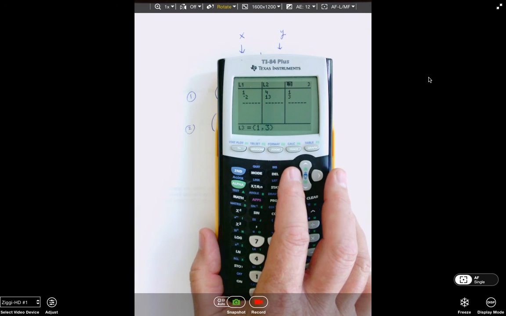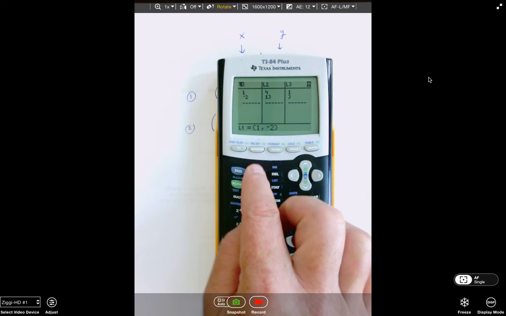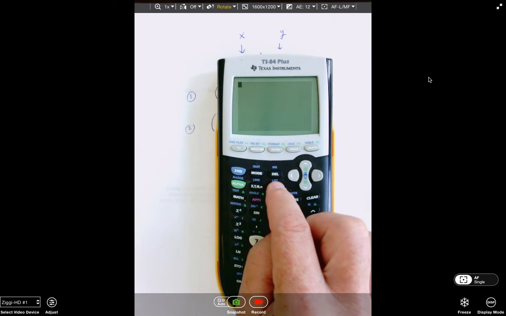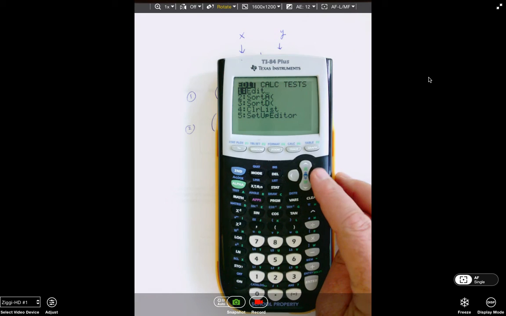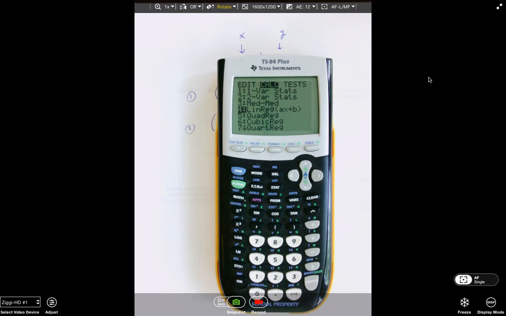All right, gang. I've got my numbers in L1 and L2, so now I want to go second function quit. I want to go back to my stat button, go over to calc, and scroll down to number 4, which says LINREG. Now, that actually stands for linear regression, which is a statistical technique. But we can use the calculator to our advantage to create the equation of the line that passes through those 2 points using this feature of the calculator.